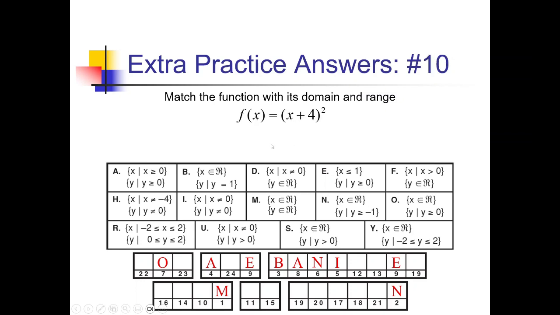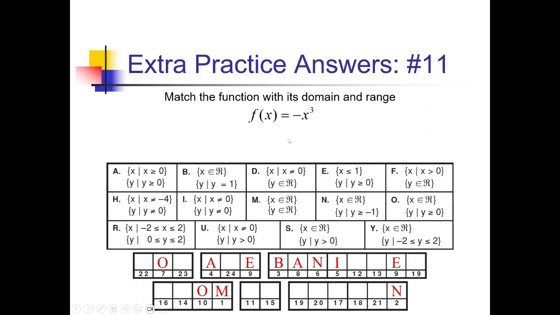For number 10, we've got another quadratic. So just like before, the domain on that is going to be all the real numbers. Now for the range, since the whole function is just this one quadratic piece, the smallest that this can be is 0, and it can be as high as we want. So we're going to say greater than or equal to 0 for the y values. So all reals greater than or equal to 0, that is going to be O again. So that's going in spot number 10 right down here.